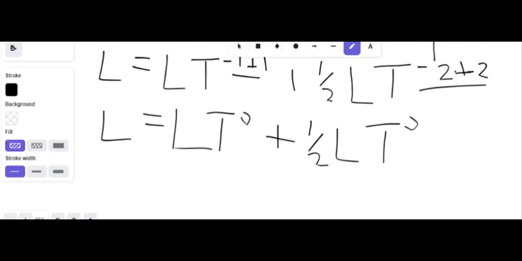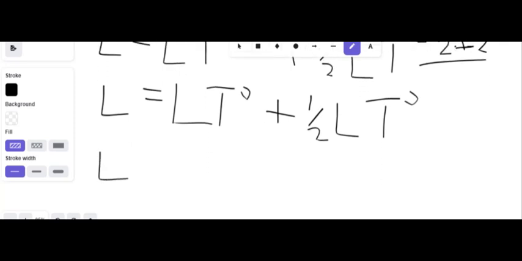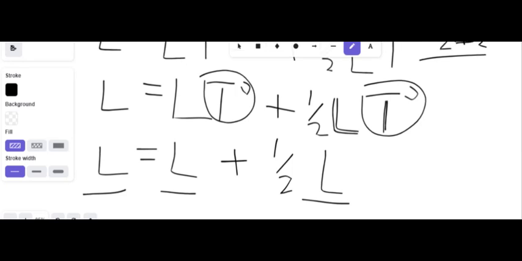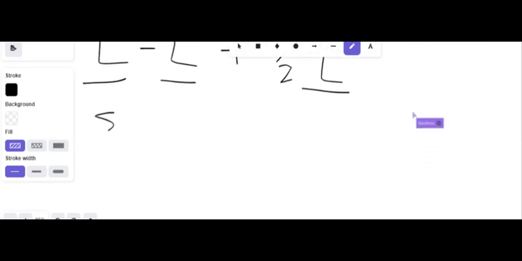Now, what is t to the power 0? That is 1. So this is L equals to L. T to the power 0 is 1. 1 times L is L. I don't need to write it. Plus half L, t to the power 0 is also 1. I don't need to write it. Because if I change this to 1, 1 times L is L. So I now have L. So my conclusion now is the equation s equals u t plus half a t squared is dimensionally correct.